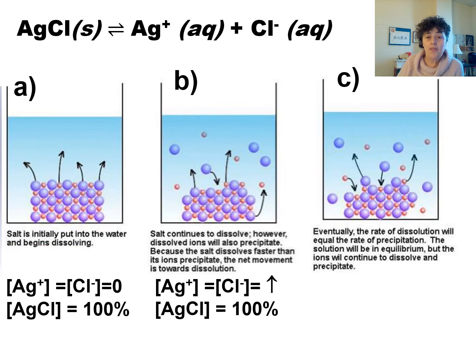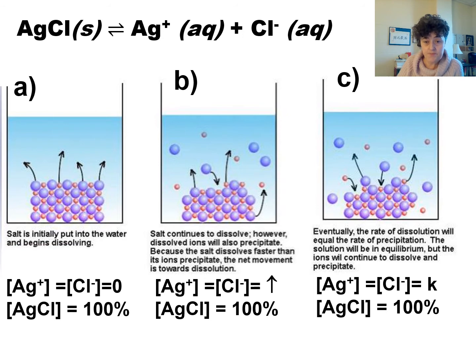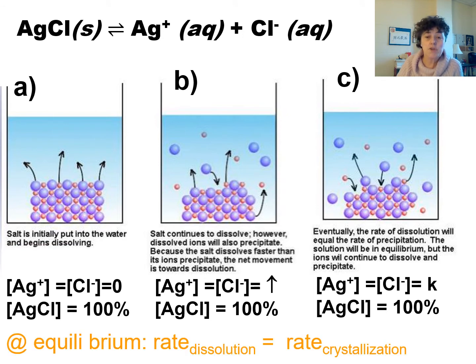Eventually, that rate is going to be equal to the rate of dissolution. When the two rates are the same, the concentration of the ions in the solution is going to stay constant over time, and we have reached an equilibrium. You need to remember that equilibrium is a dynamic process. You're still going to have some ions dissolving, and other ions precipitating. It's just that the amount of the two is the same. Therefore, the concentration will stay constant over time.